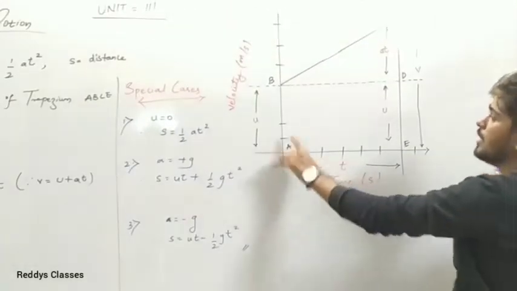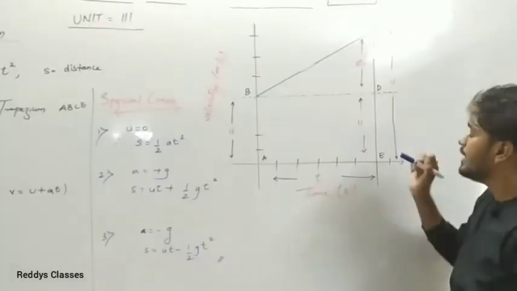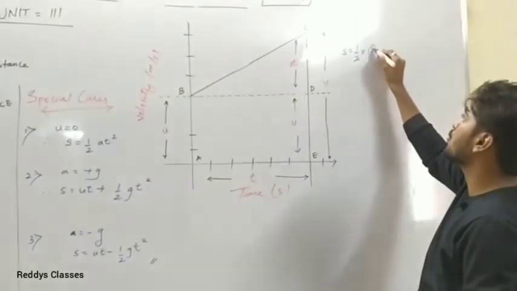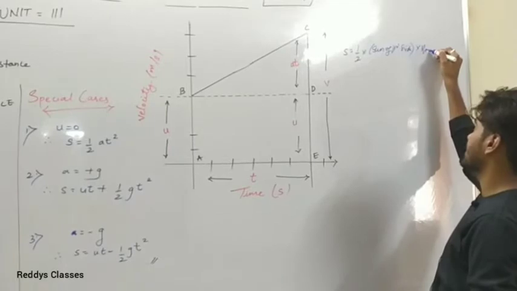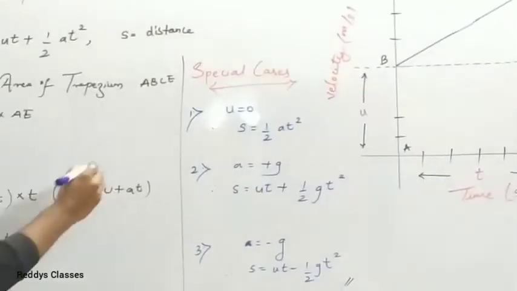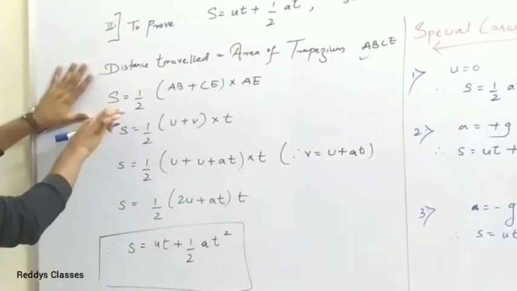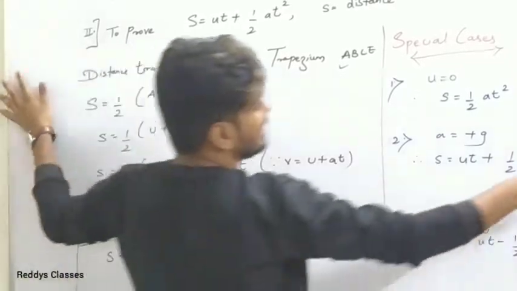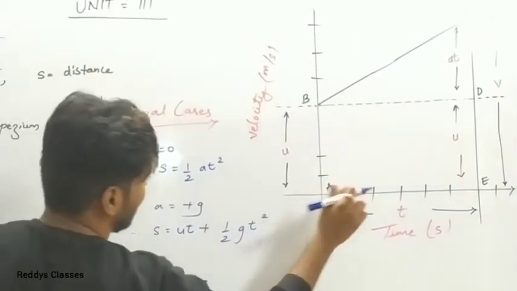Now the distance actually traveled is, you can see, a trapezium. A, B, C, E is a trapezium. We know the formula for the trapezium: S is equal to half into the sum of the parallel sides into the base. Now you can see the distance traveled is the area of trapezium A, B, C, E. So S is half into the sum of the parallel sides, AB and EC, into the base AE.